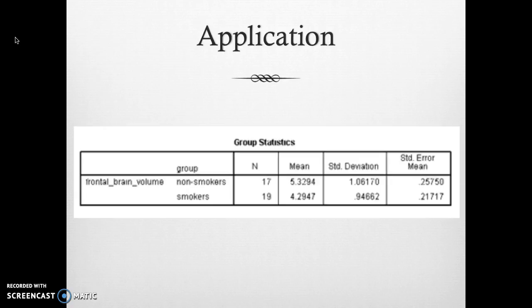Let's examine the independent sample t-test data from the previous slide. So we ran the test, and here's the first box of output data provided to us. It contains our 2 groups, the number in each group, the mean measures, the standard deviation, and the standard error of the mean for each group. When we examine the group means, we notice the non-smoker group has a higher mean frontal lobe brain volume as compared to the smoker group, roughly 5.33 and 4.29 respectively. We've observed a difference here, but we need to ask ourselves, is this difference significant?